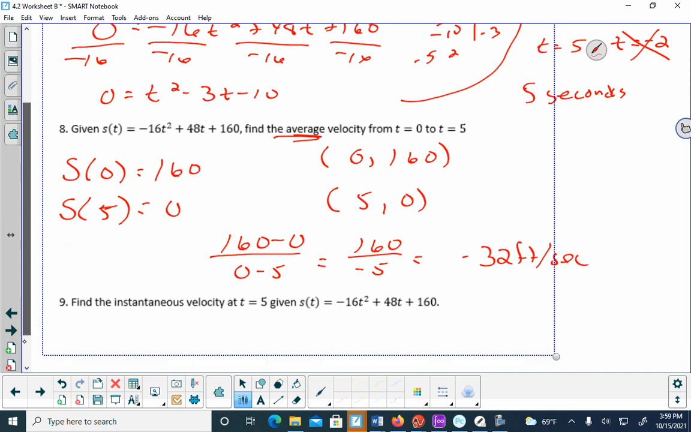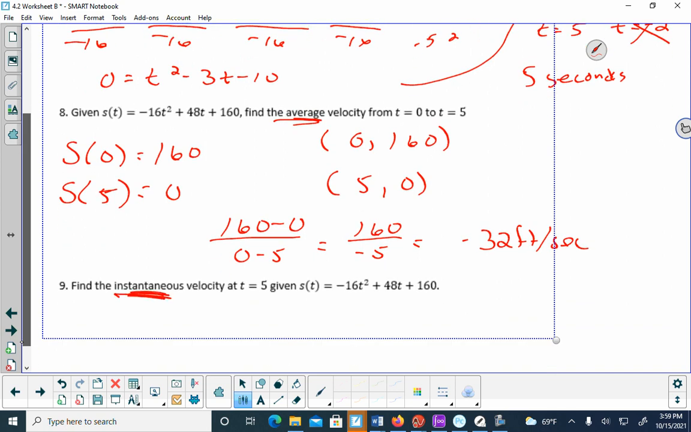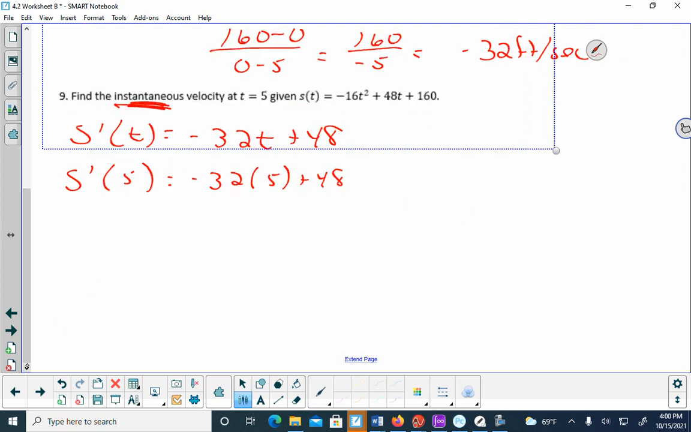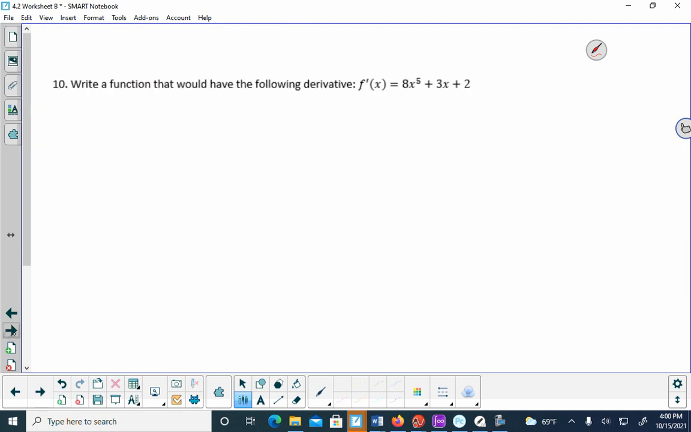Then find the instantaneous, which means derivative. So I am going to take the derivative of this function, so negative 32t plus 48, and I want to find the instantaneous derivative at 5, so that's when I'm hitting the water. So negative 32 times 5 plus 48. And when I do all that, I get negative 112 feet per second. And that's how fast I'm going when I hit the ground.